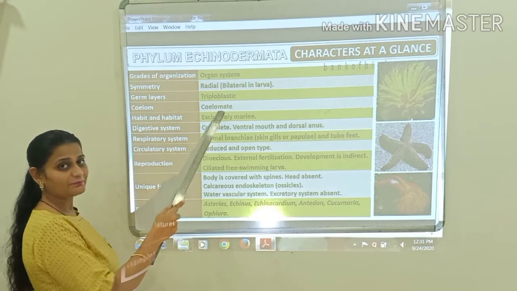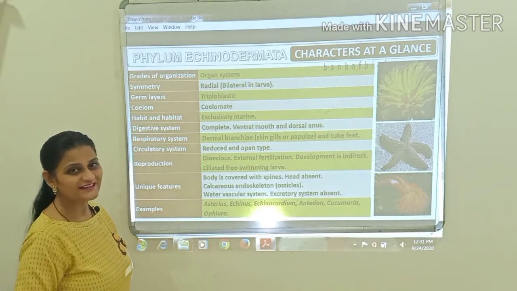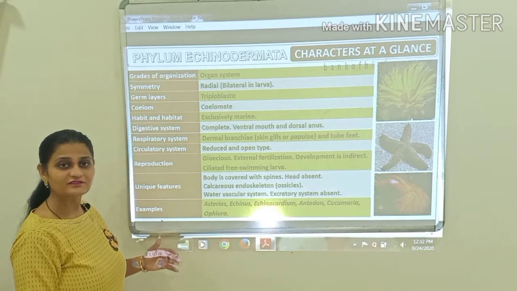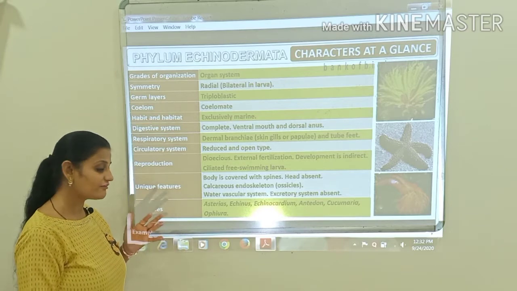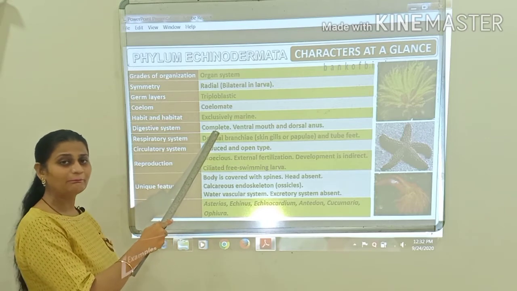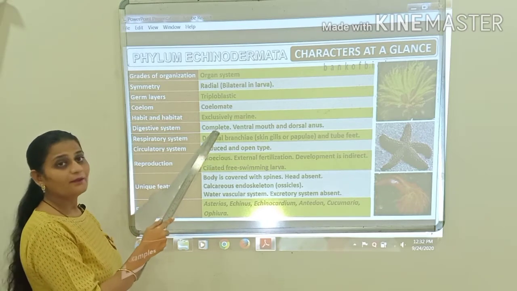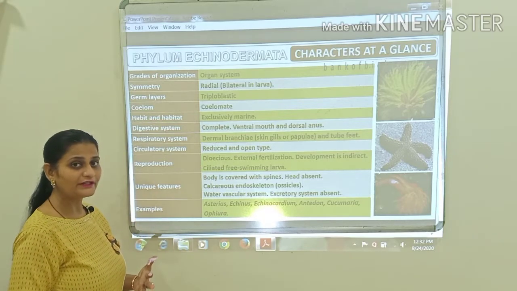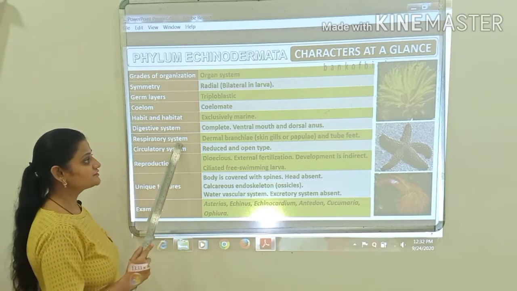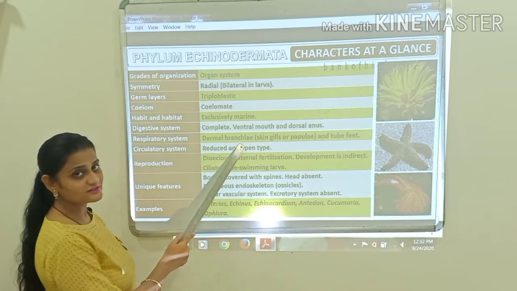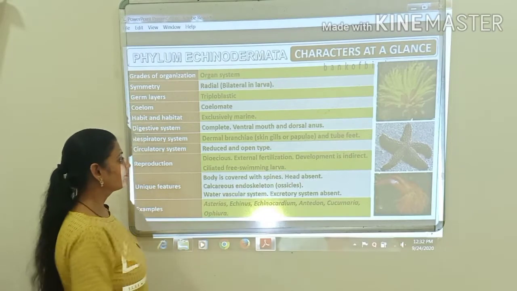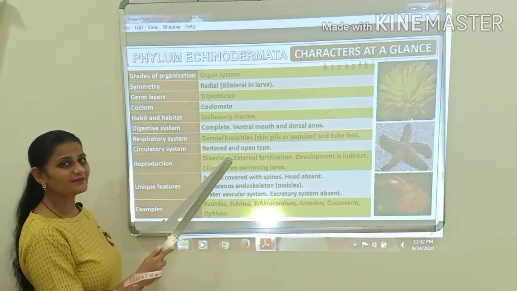They are coelomate, that means true body cavity or true coelom is present in their body. They are exclusively marine. They are present in marine water bodies only. They can survive in marine water bodies only. Then digestive system is complete with mouth and anus. Mouth is present on the ventral side of the body and anus is present on the dorsal side of the body. Okay. Then respiratory system has the dermal branchia, which consist of the skin gills or papillae and the tube feet, right? Then circulatory system is open type.